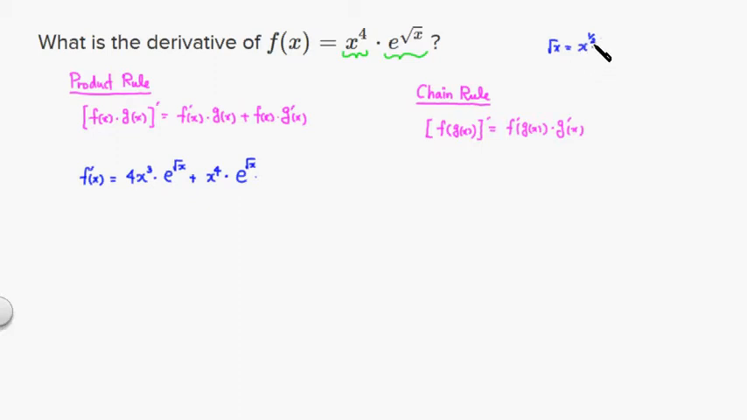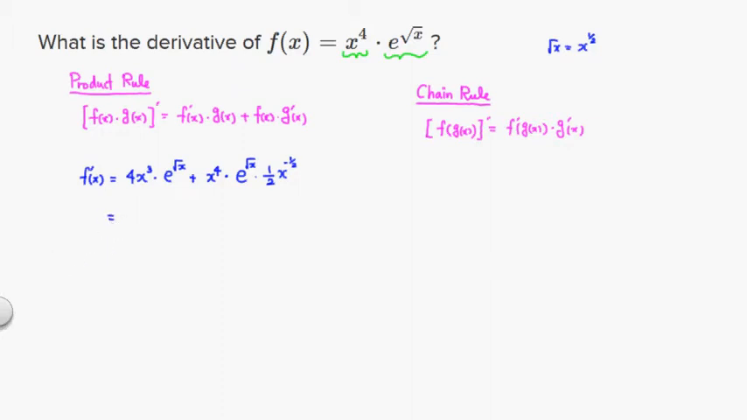So for x to the 1/2 power, put 1/2 in front. I'm just using the power rule, and for x, subtract 1 from the power, so it's a negative 1/2 power. So let's clean this up a little bit.